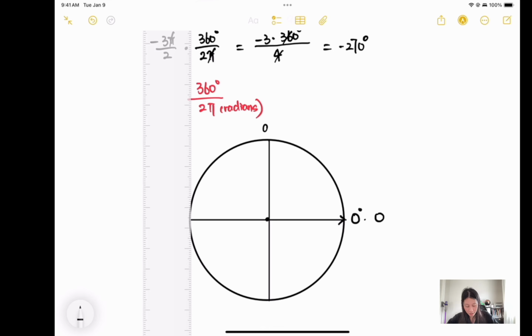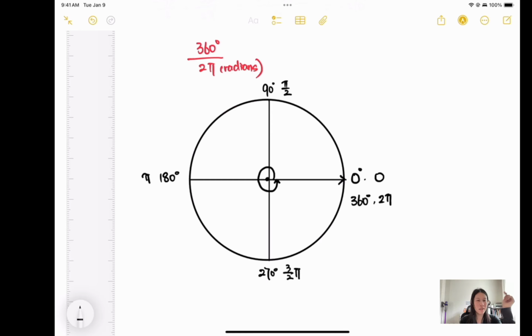And what about 360 degree? If it's a 360 degree, it's not going to be 0 radians. 360 degree means they did a whole circle rotation and come back. This is equal to 2 pi. So that's different than 0, even though they are on the same terminal side. Do you remember what that's called? Yes, it's called coterminal angles. 0 degree and 360 degree are coterminal angles.